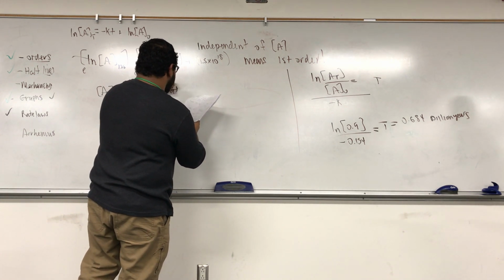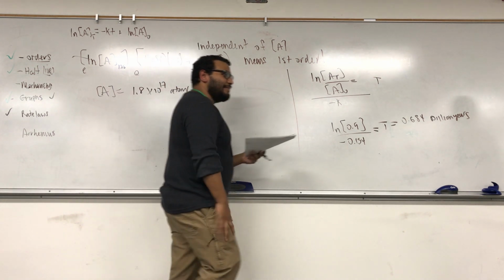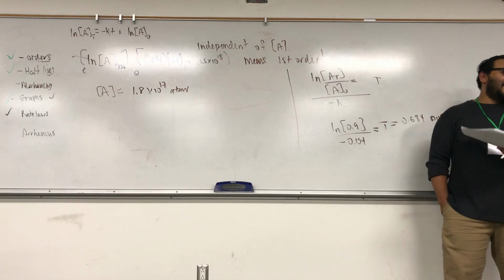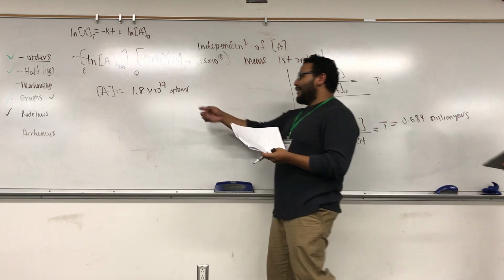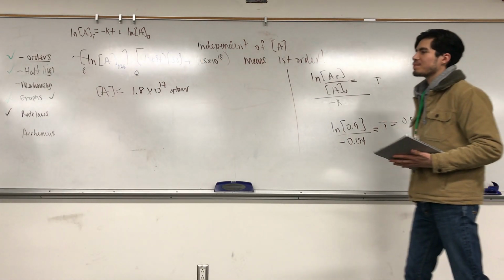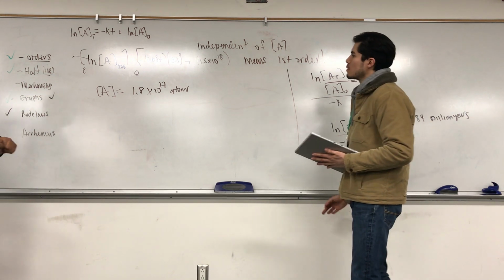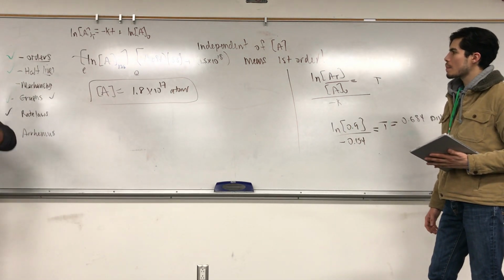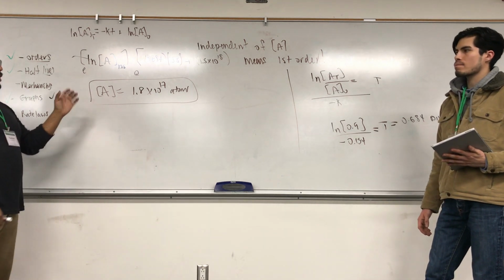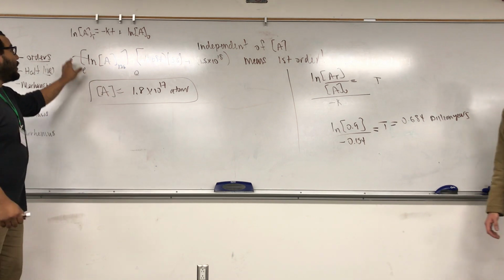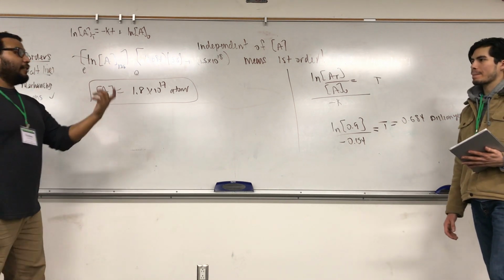Does that make sense? Did you get that? 1.8 times 10 to the 17? You didn't do that one yet. I think I checked the back of the book. That's right. 1.8 times 10 to the 17 atoms remaining. So then it's just a plug and chug, right? It's a different form of the question we've been asking already. If you know the k value, you can solve for everything, which is the utility of the k and the integrated rate law.